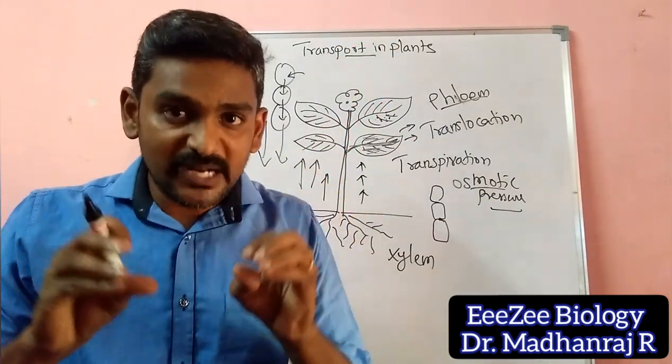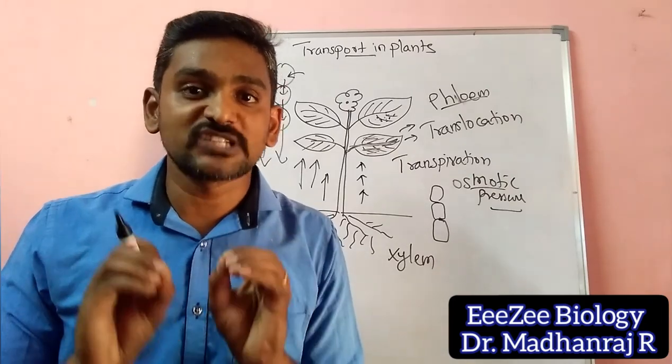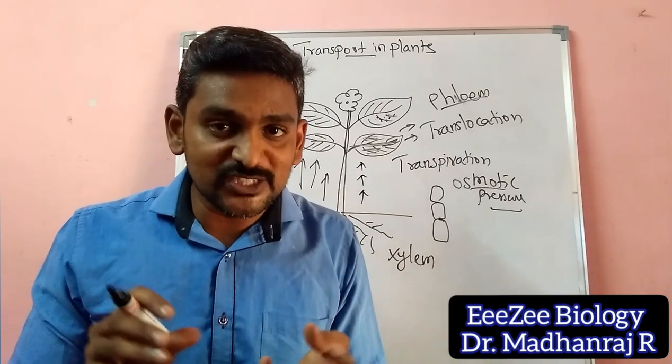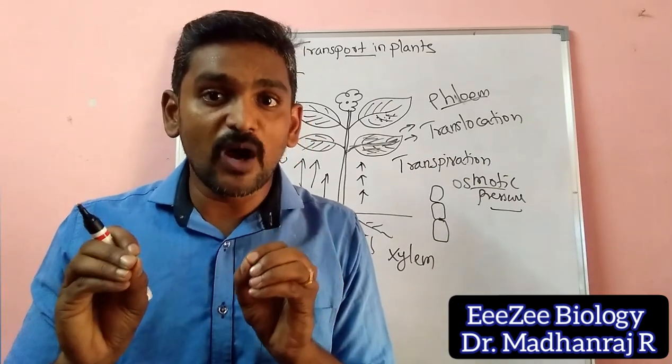Water and minerals will be transported with the help of xylem, whereas the food material produced by photosynthesis will be transported with the help of phloem.